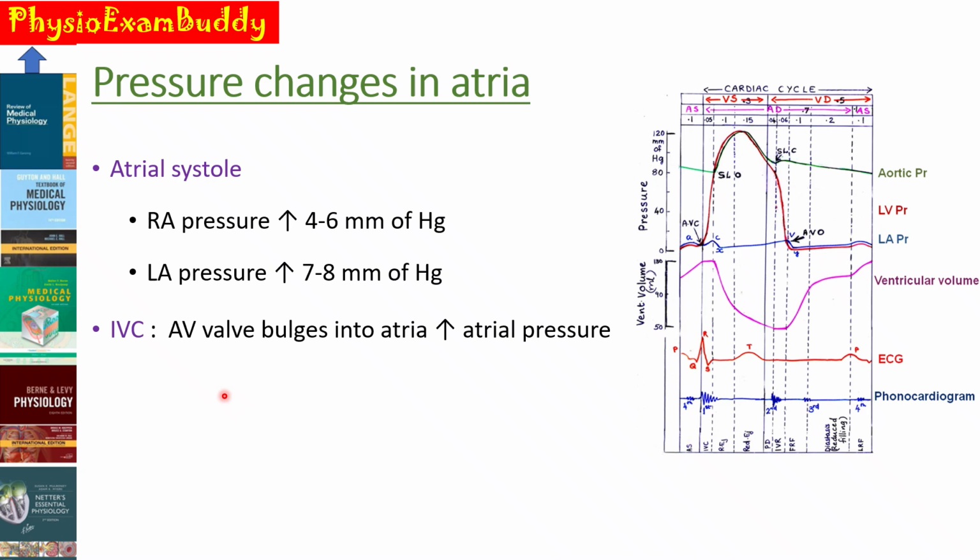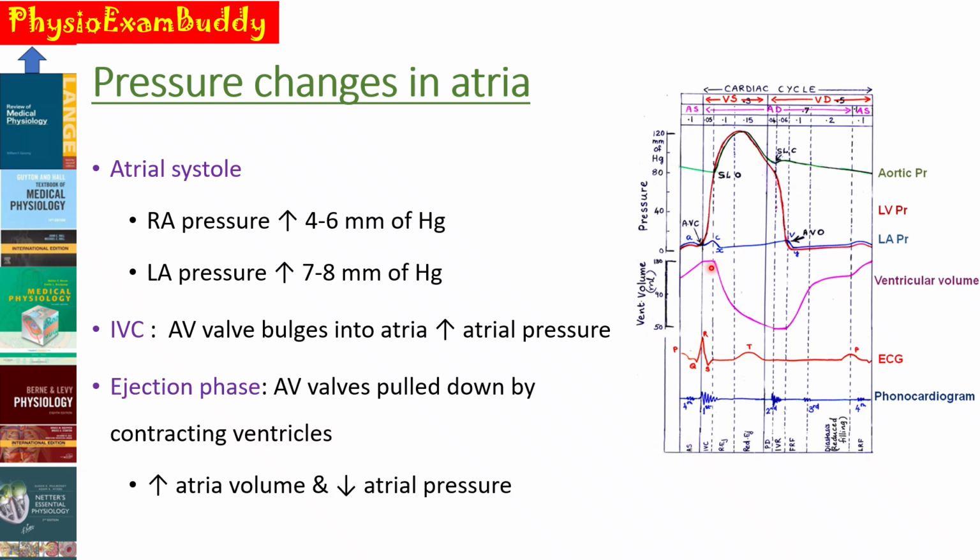During the isovolumetric contraction phase, that is after the atrial systole, it is followed by the ventricular systole, and the first phase is the isovolumetric contraction phase. During the isovolumetric contraction, the atrioventricular valve bulges into the atria, which further increases the atrial pressure. So that is why you can see a slight slope in the isovolumetric contraction phase.